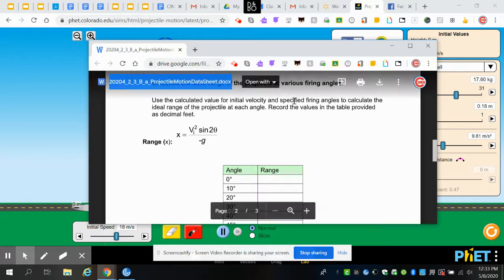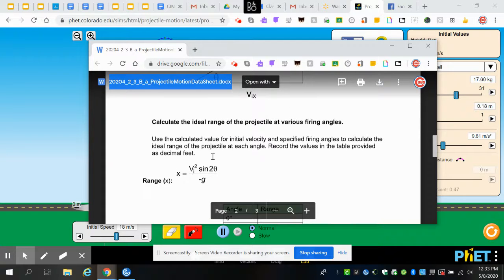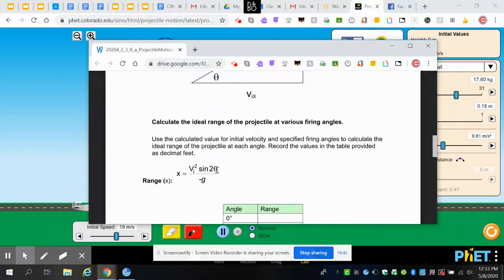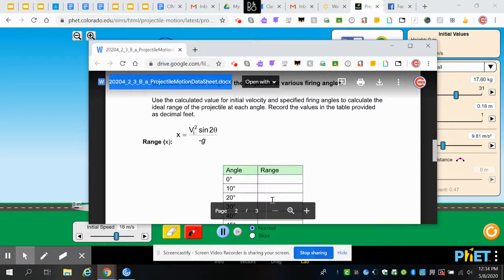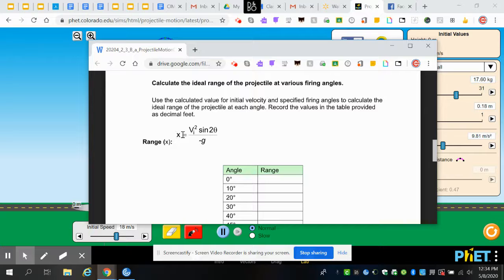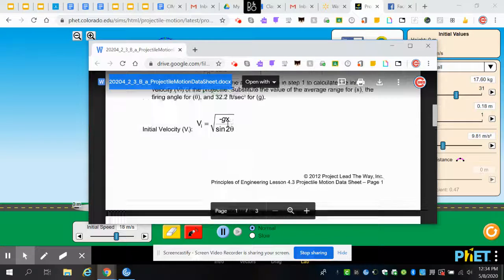Then what you're going to do is calculate the ranges. Please show your work. You use the initial velocity and the angle. The first one's 0, so it's not going to go anywhere, 0. The next one is 10 degrees. The next one is 20. The next one's 30. Again, you'll be calculating where you think it's going to go. The initial velocity is what you calculated up here.